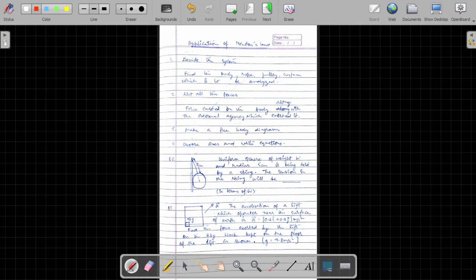Welcome everyone to our lecture on the topic of laws of motion. So in this lecture we will be talking about how to do general questions in this chapter.